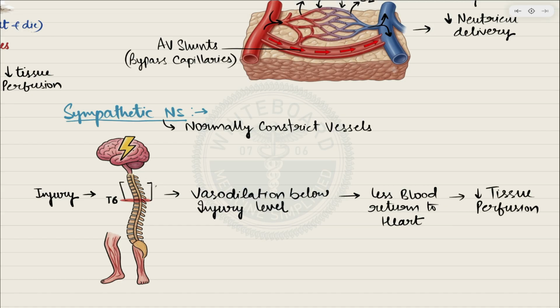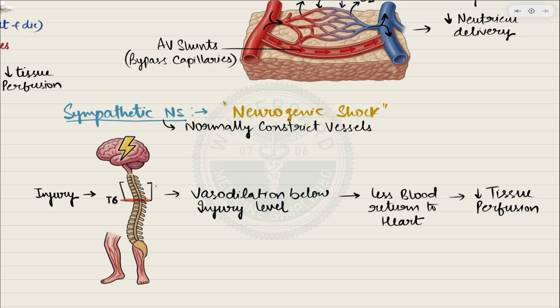This type of shock, which occurs due to a sudden loss of sympathetic nervous system activity, leading to widespread vasodilation, is known as neurogenic shock. Now that we understand what shock is, an important question arises. What factors are required to maintain adequate tissue perfusion under normal circumstances?